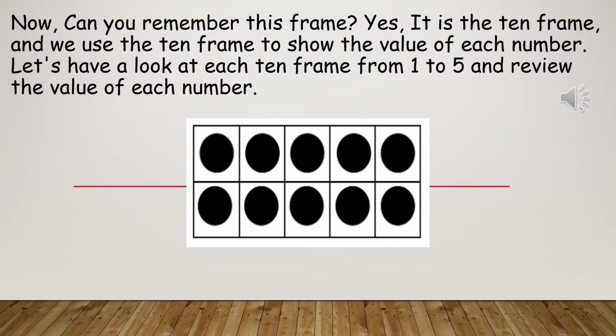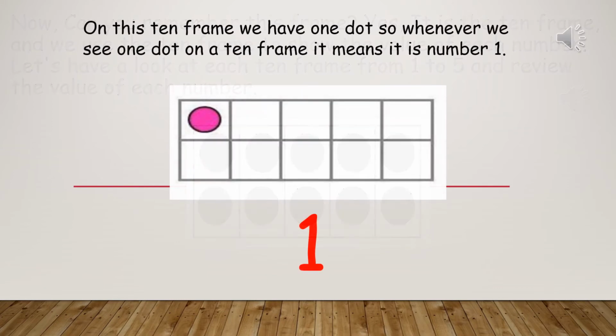Now, can you remember this frame? Yes, it is the 10 frame. And we use the 10 frame to show the value of each number. Let's have a look at each 10 frame from 1 to 5 and review the value of each number. On this 10 frame, we have 1 dot. So whenever we see 1 dot on a 10 frame, it means it is number 1.